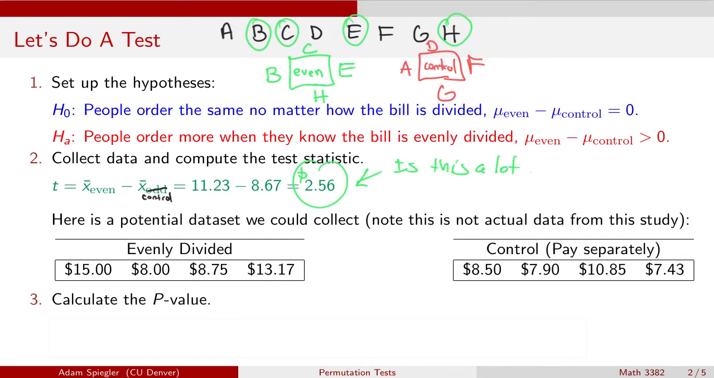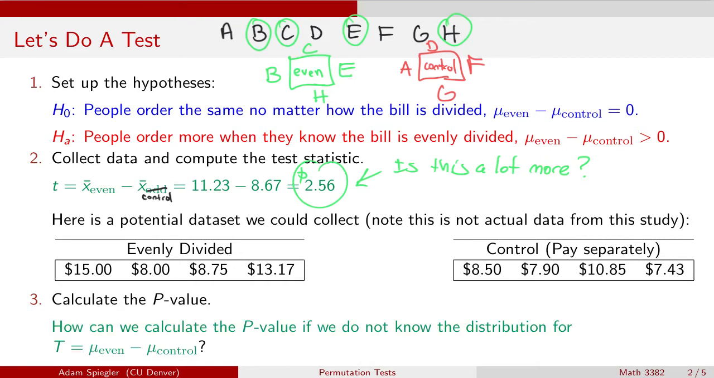Well, that's good. That's why we're all in this class. This takes some more sophisticated analysis. So we can calculate the p-value as a way of gauging whether this is a lot, whether this is extreme or not. So let's consider what could we do here.